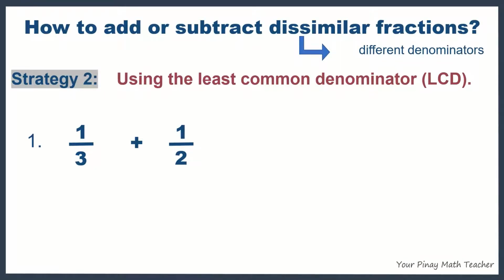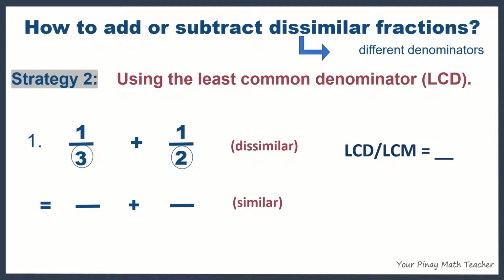How to add or subtract dissimilar fractions using the least common denominator, or LCD. Example 1: 1/3 plus 1/2. Their denominators are different, that's why they are dissimilar. We have to make them similar by finding their LCD, or least common multiple.